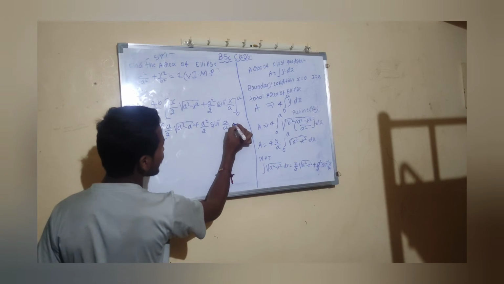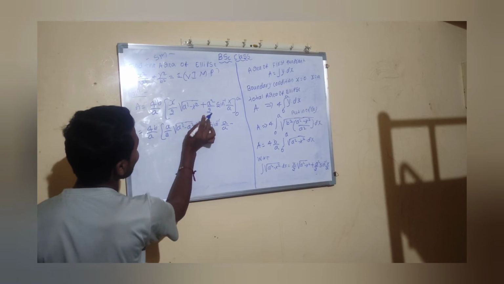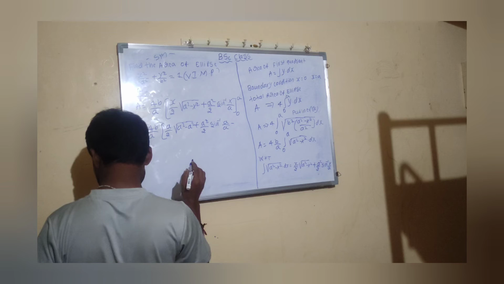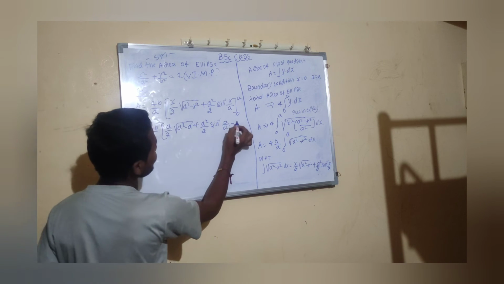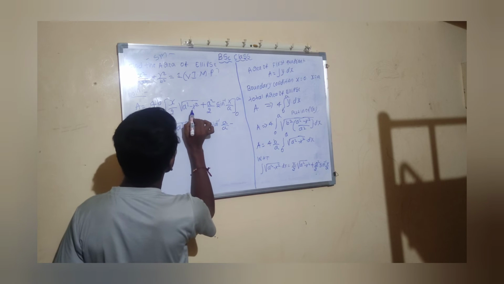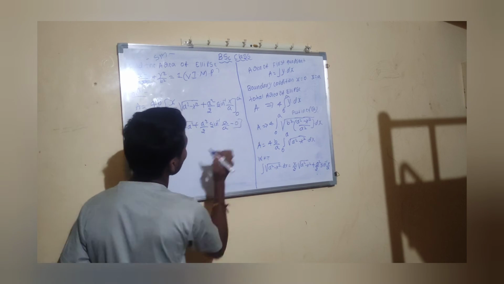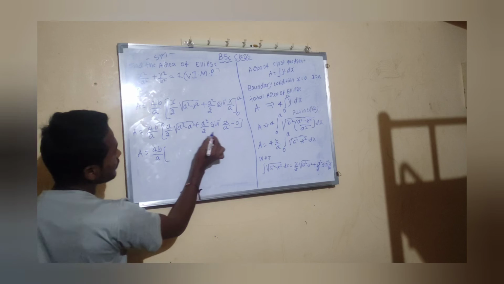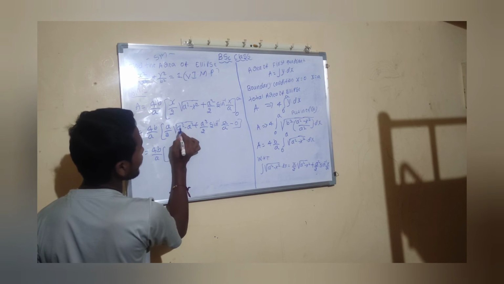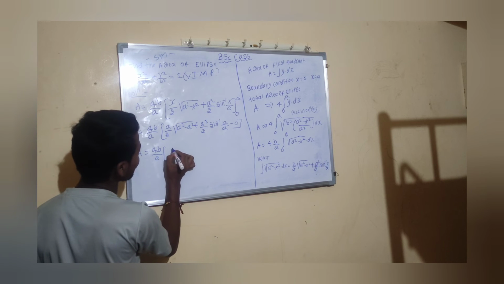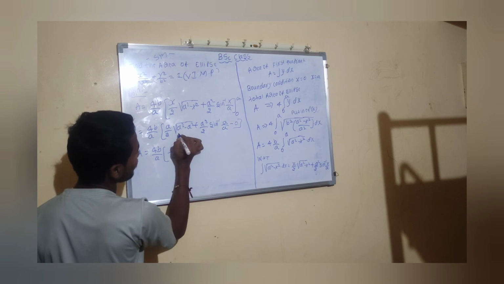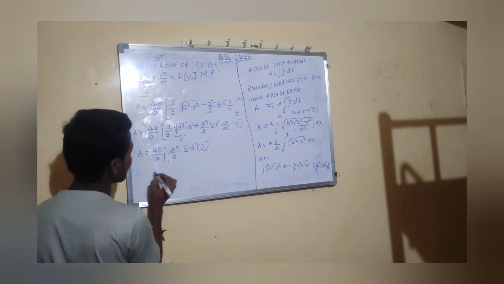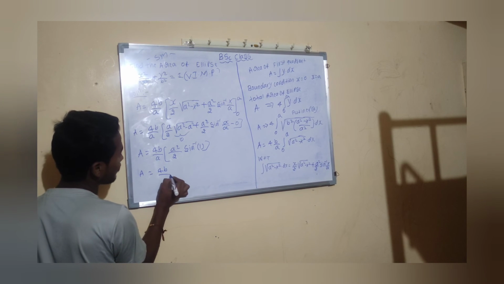Second, the lower limit, which is 0. Putting 0 gives the result 0. So the upper limit gives the first term 0, since the square root of a square minus a square is 0, and the lower limit also gives 0. So the area is 4 b by a times a square divided by 2 into sine inverse of a divided by a.